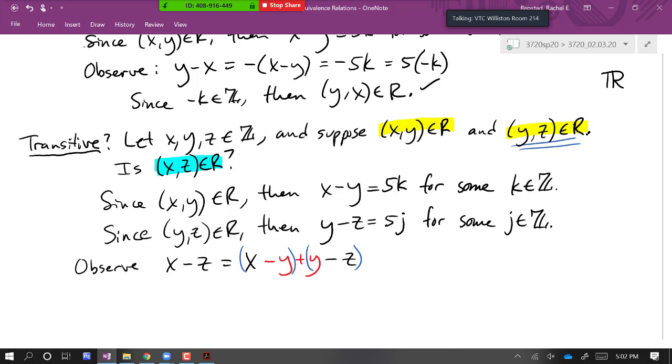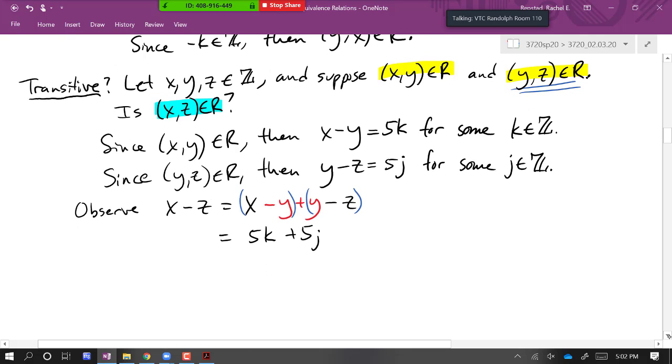You can substitute them for the 5k and the 5j. Yeah. So this is 5k plus 5j. What am I going to do now? You're going to pull out the 5. Yeah. Yep, exactly.